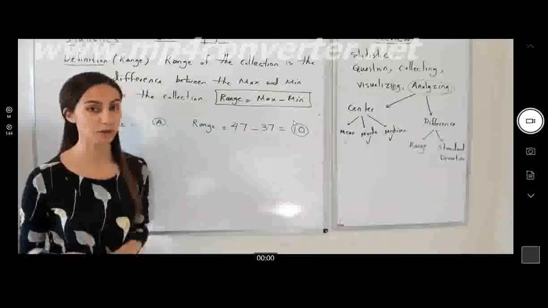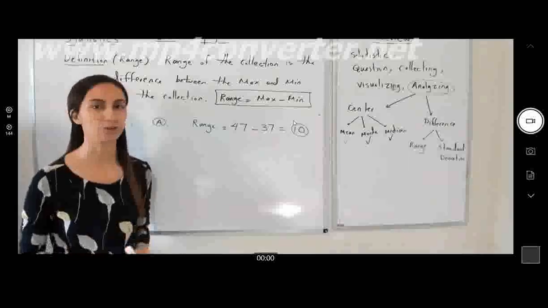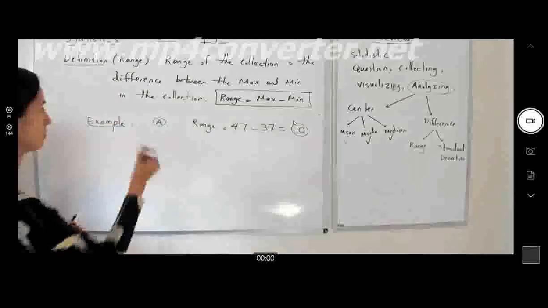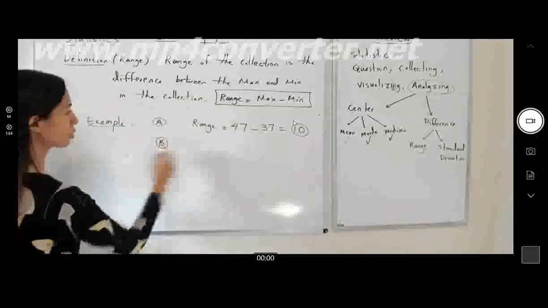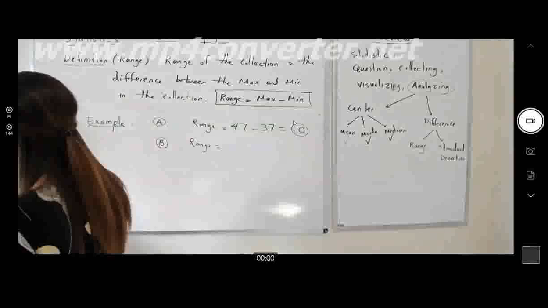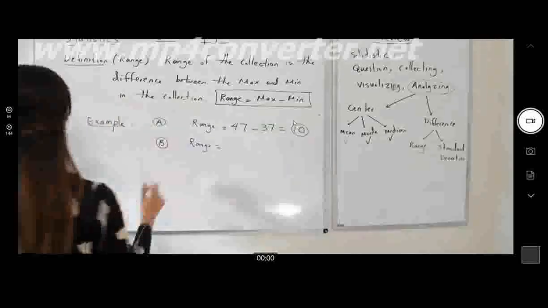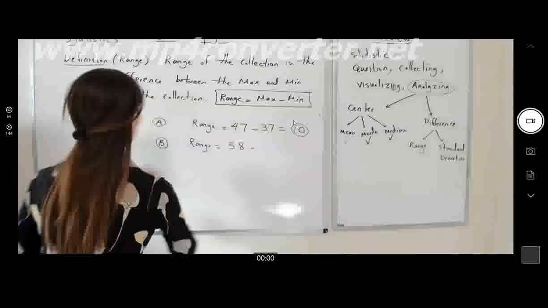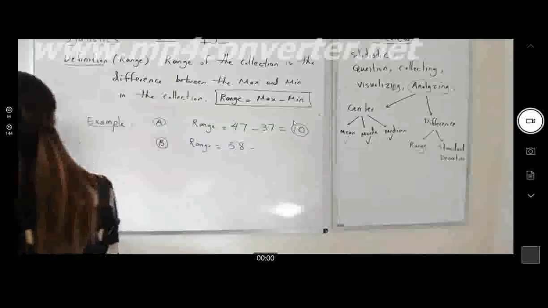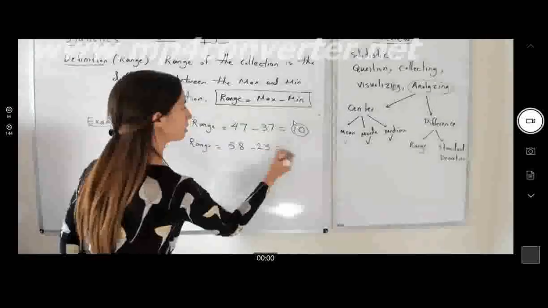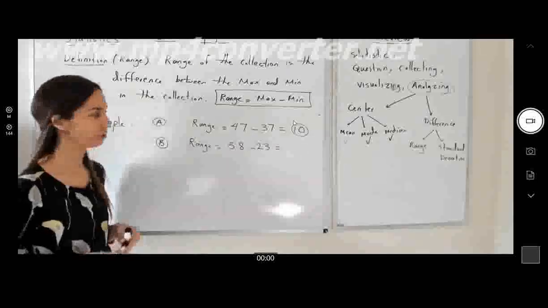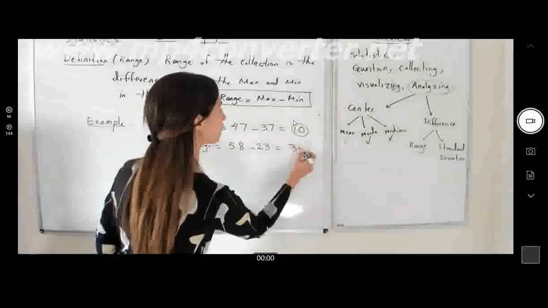Let us calculate the range for the second corporation and try to see what information we can derive from those collections. For the second corporation, the maximum is 58. And the minimum is 23. So if you do the subtraction, the range in the salary in corporation B is equal to 35.